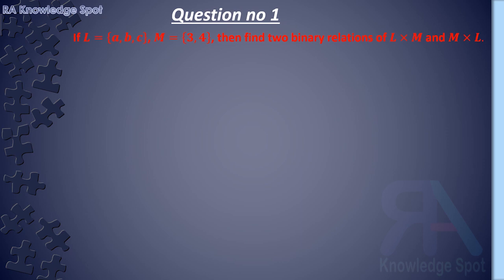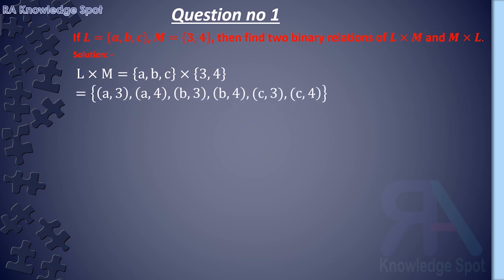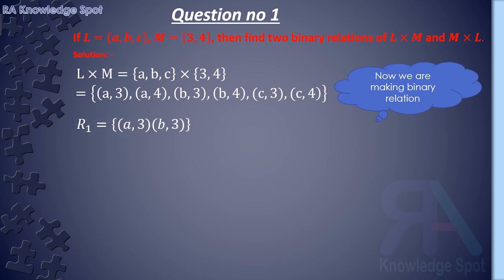If L is equal to {a, b, c} and M is equal to {3, 4}, then find two binary relations. Now we are going to find two binary relations, L cross M and M cross L. Solution: we have L cross M, and this is very simple, you know how to find it, Cartesian product. So this is a3, a4, then b3, b4 and c3, c4. Now we are going to make binary relations, and after that this is the relation.